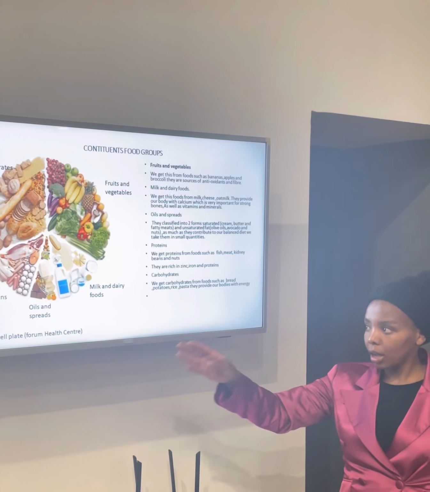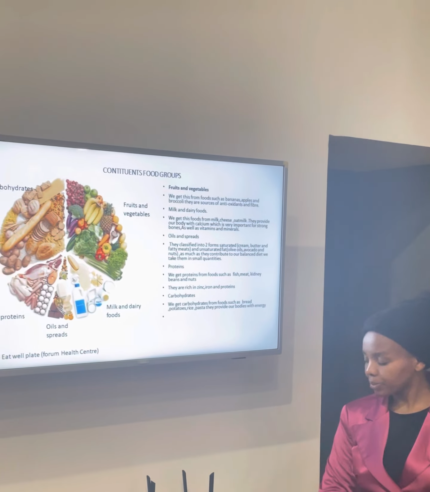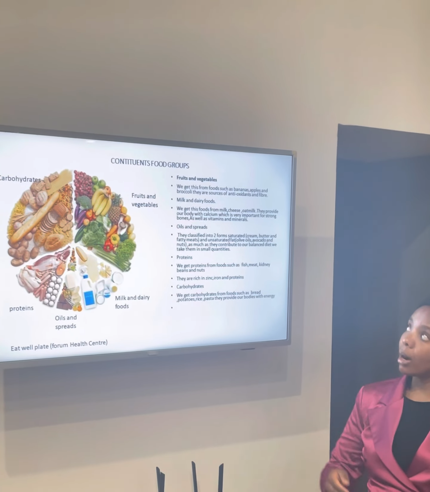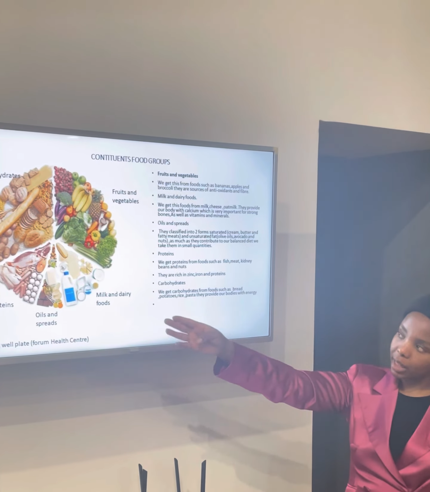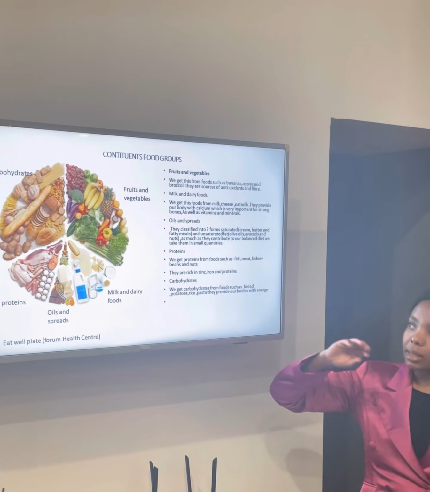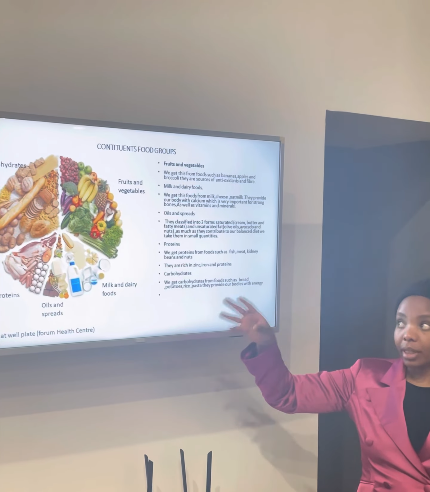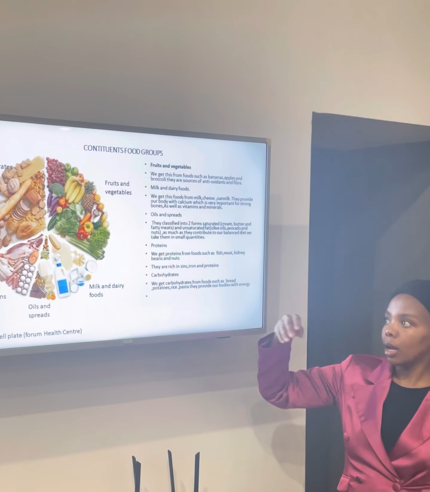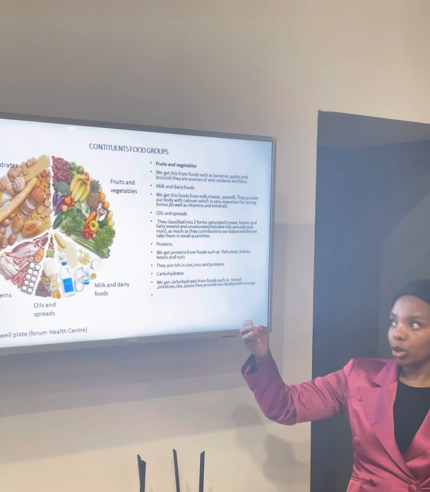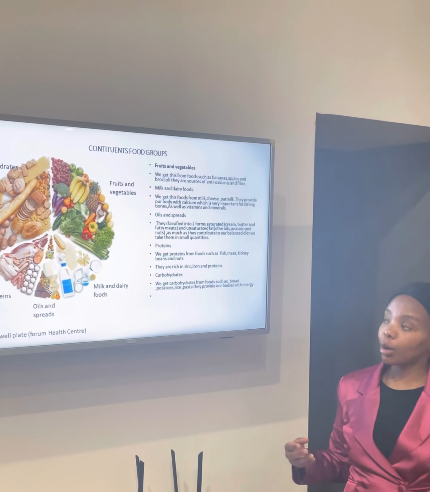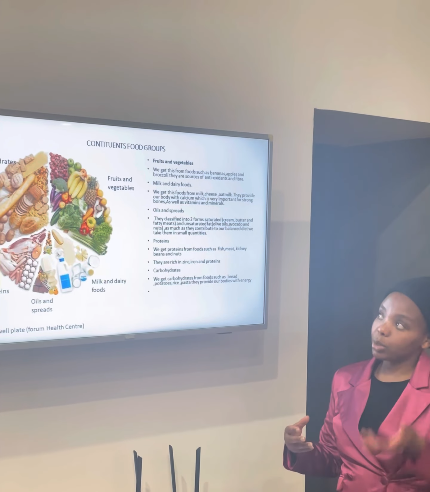milk and dairy, oils and spreads. So we get our carbohydrates from foods like rice, potatoes, breads, and they provide us with energy, which helps us function or helps ourselves with our daily routine.